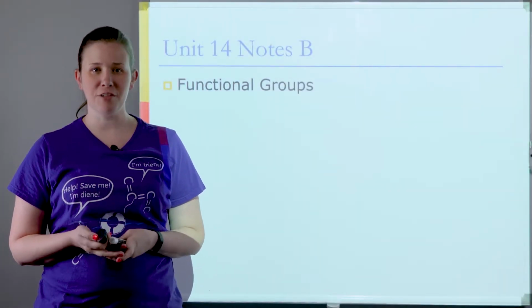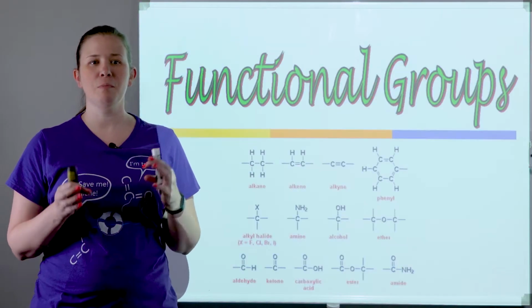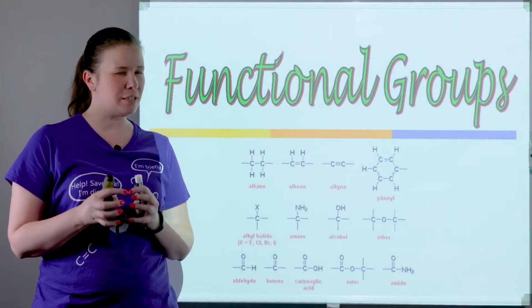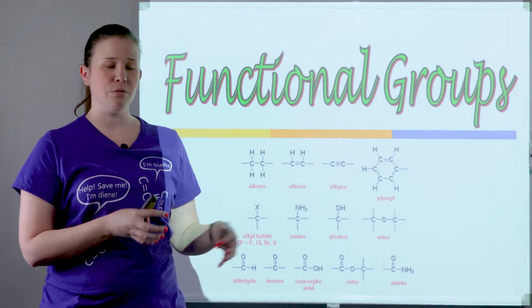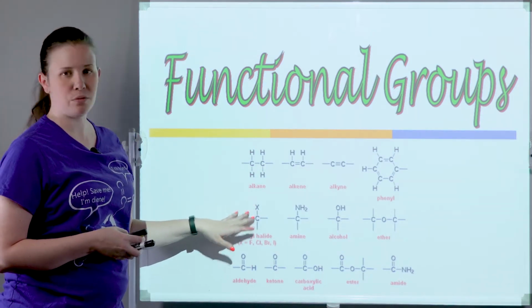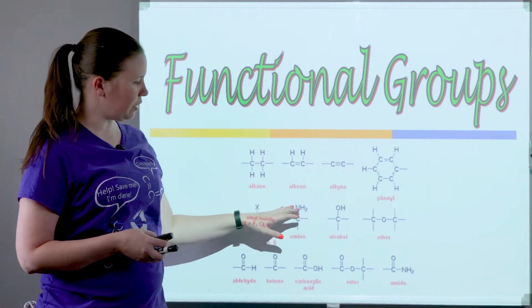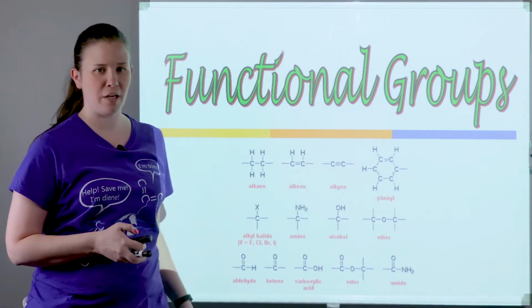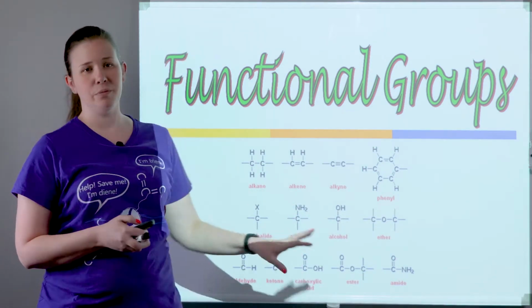Today we're going to talk about functional groups. These are areas of special interest, where something is a little bit different, that go into the organic molecules. So some of them have halides, like halogens, some of them have nitrogen, and there's actually quite a few of them that have oxygen. We're going to look at a few of them today.